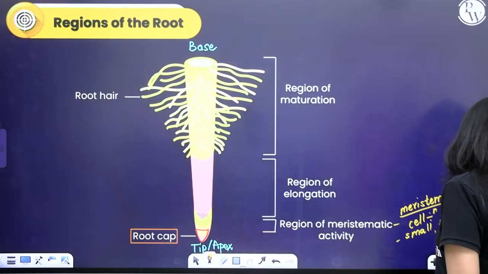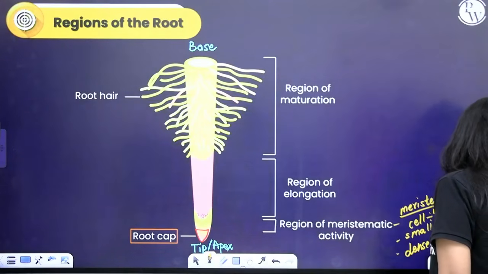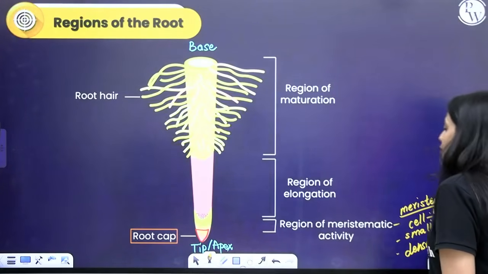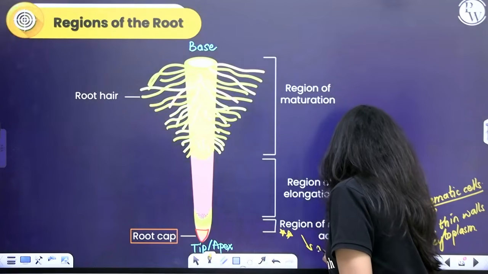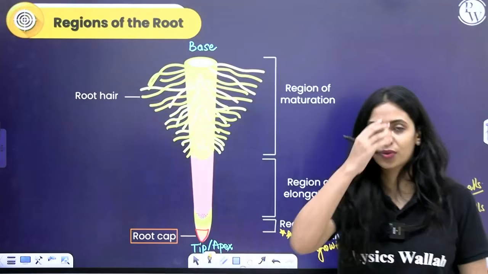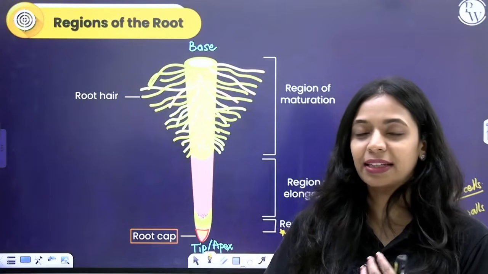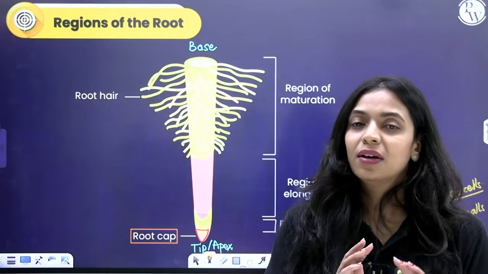They have thin walls, a dense cytoplasm and a prominent nucleus. So the cells in this region are very, very important because they are contributing to the growth of the root. If the root has to grow deeper into the soil, these cells are dividing, 1 becomes 2, 2 becomes 4, like that they keep on increasing in number and contribute to the growth of the root.